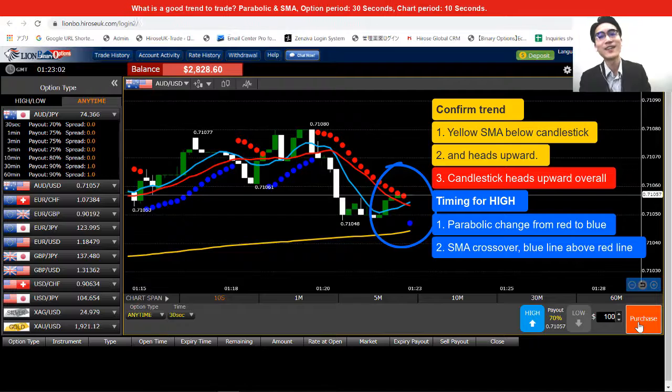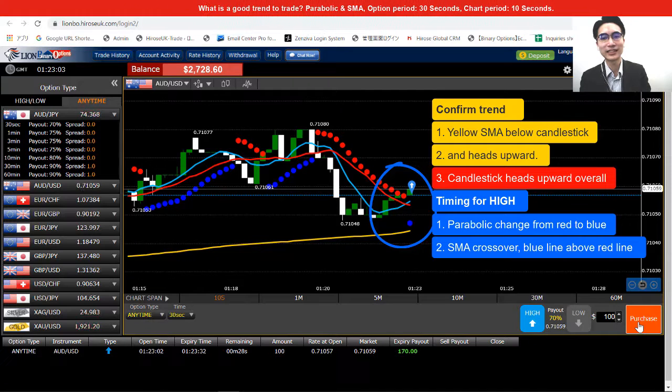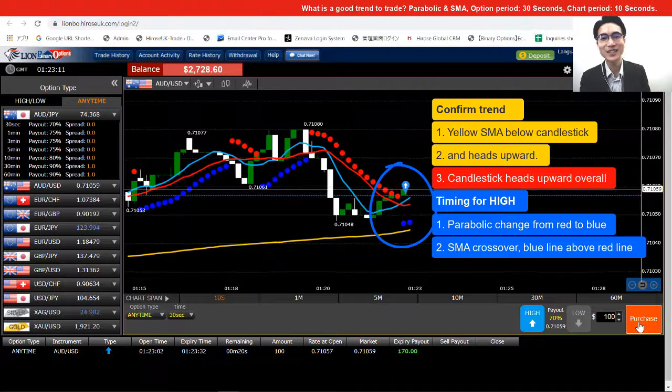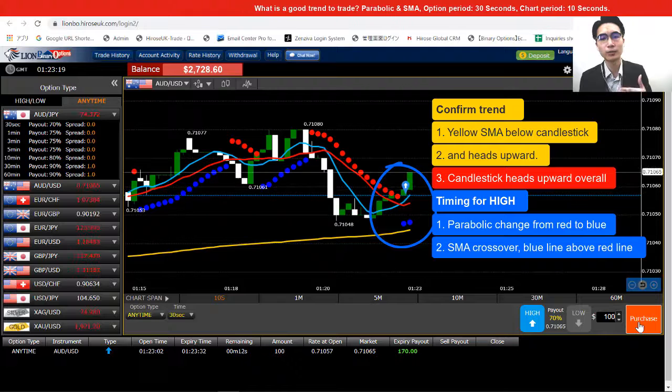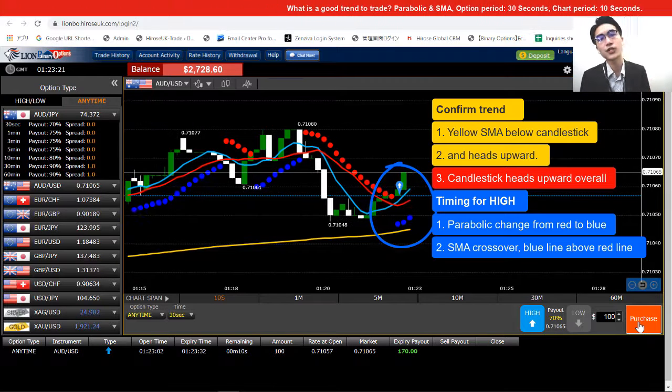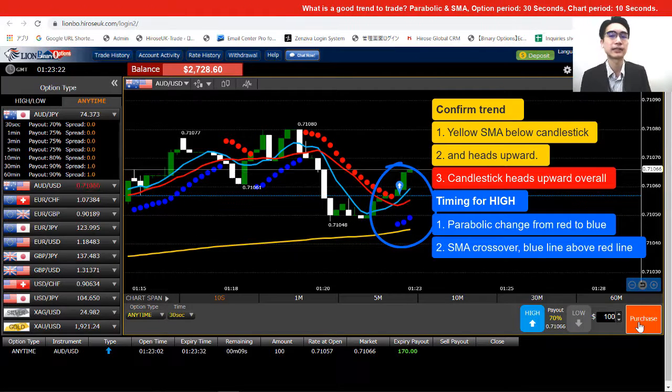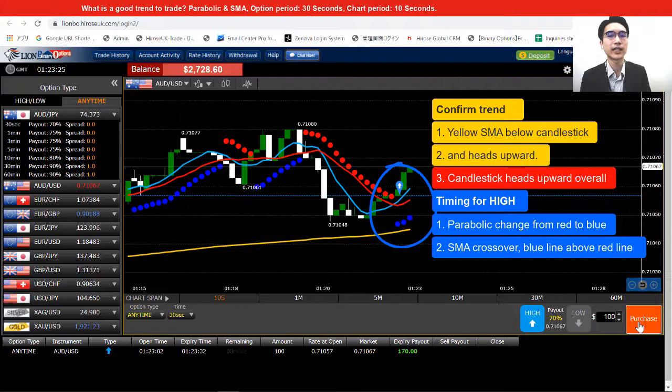Okay, so now the parabolic and the simple moving average actually give out the signal at the same time, and that's why I opened that option. Most of the time the parabolic will give out a signal first, and then you go to the simple moving average. But here it gives out the signal at the same time, and that's okay, and that's why I opened a trade there.